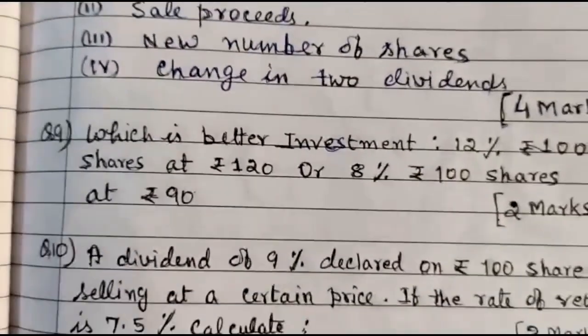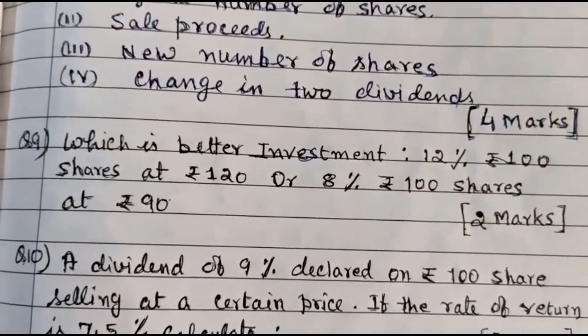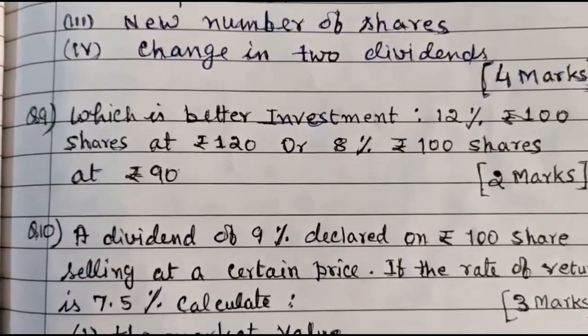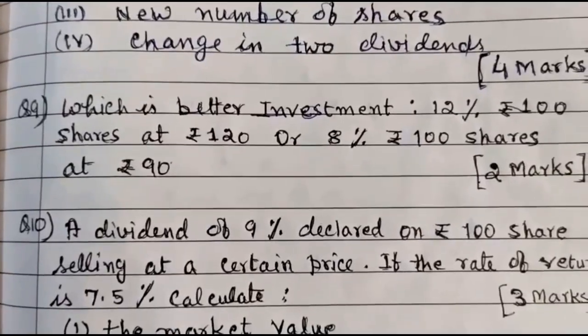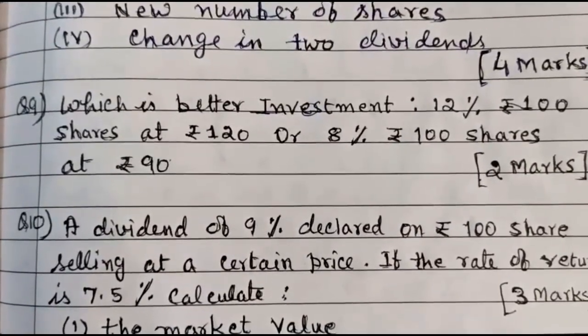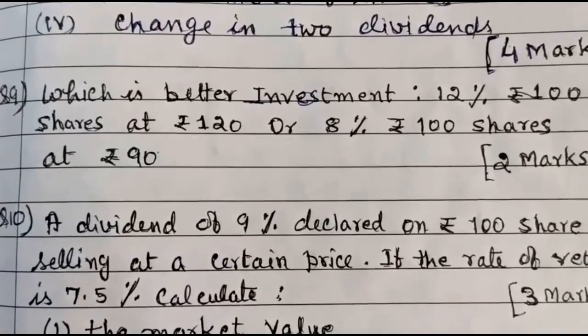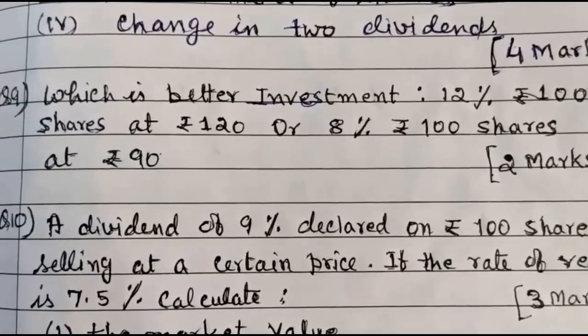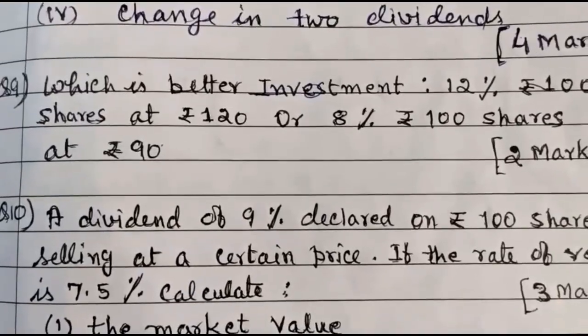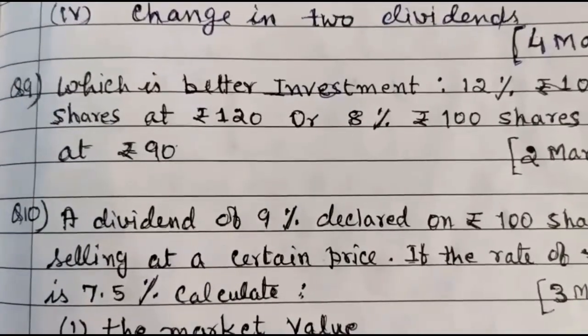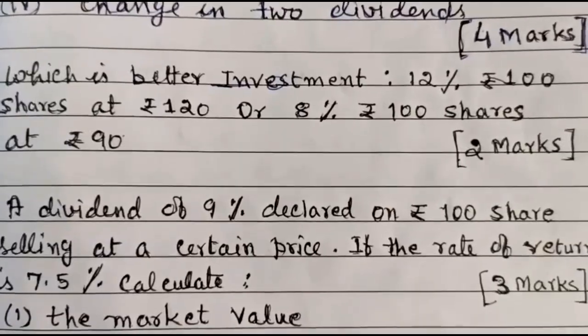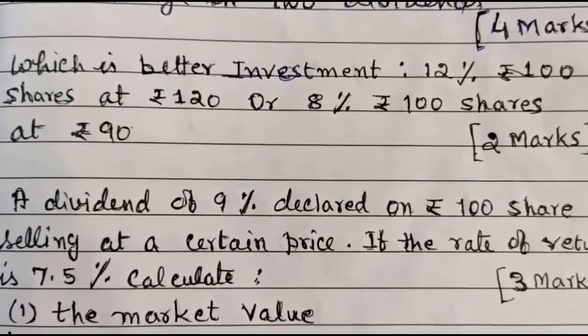Question number 9. Which is better investment? 12% rupee 100 shares at rupees 120 or 8% rupee 100 shares at rupees 90. This question carries 2 marks.